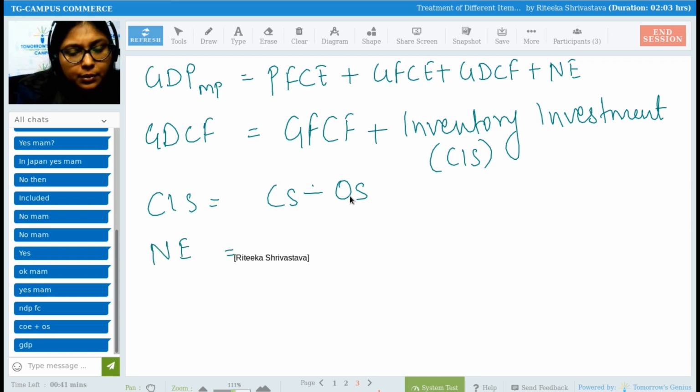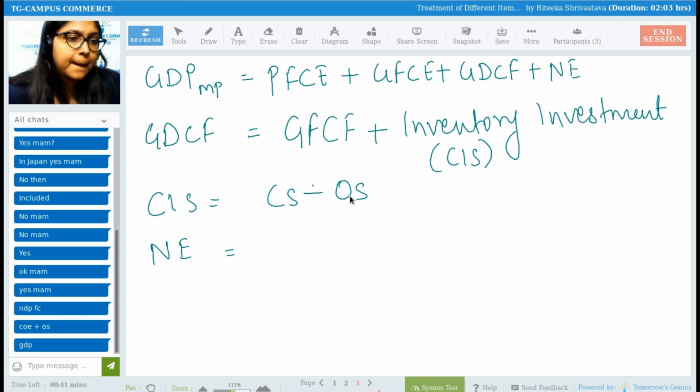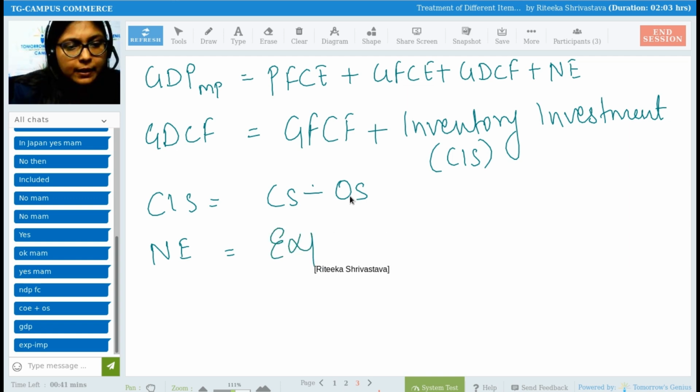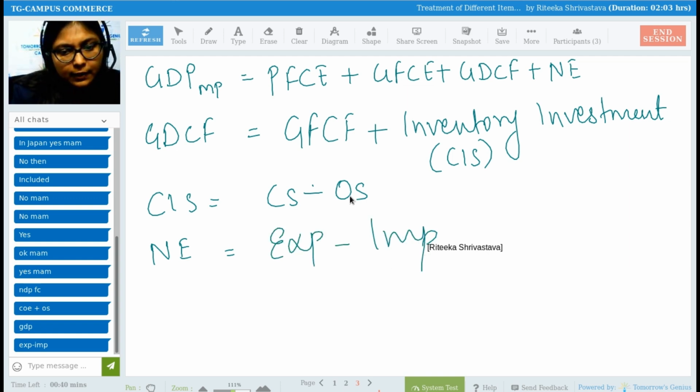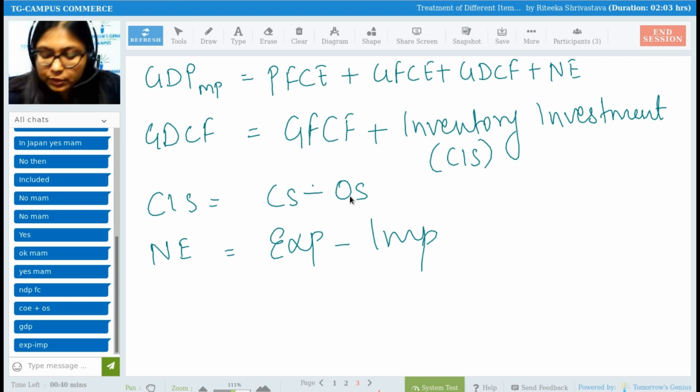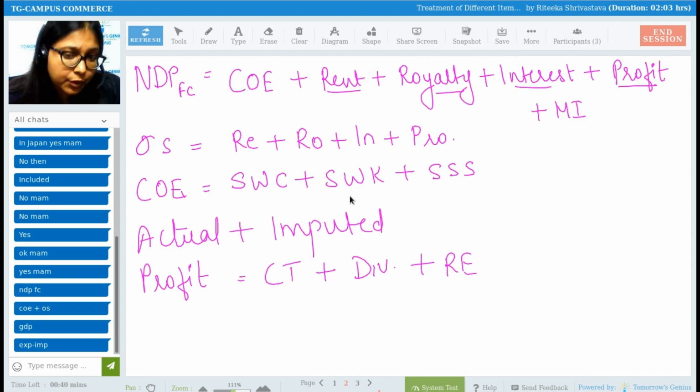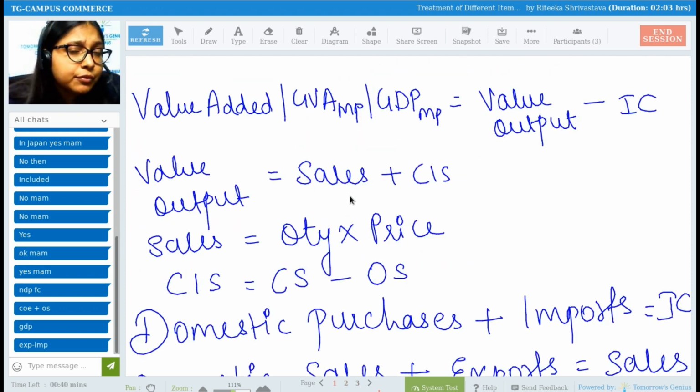Net exports. What is the formula for net exports? Very good. Exports minus imports. Fine. So these are the formulas. Very, very important. There might be a few more which I have given to you all in the notes. Please go through the formulas on a regular basis.